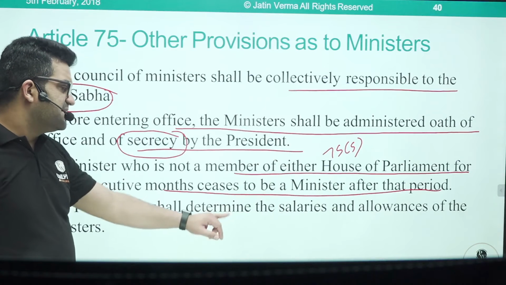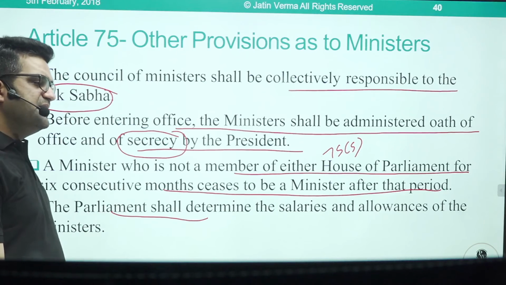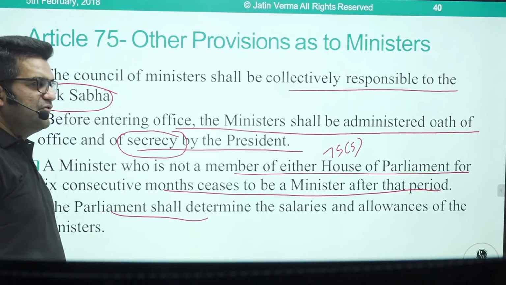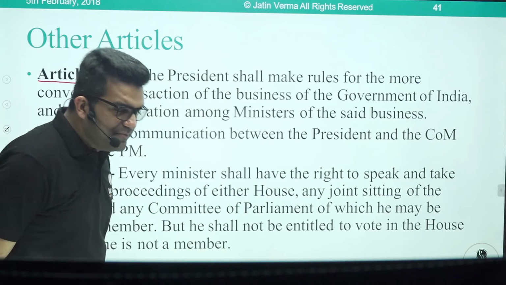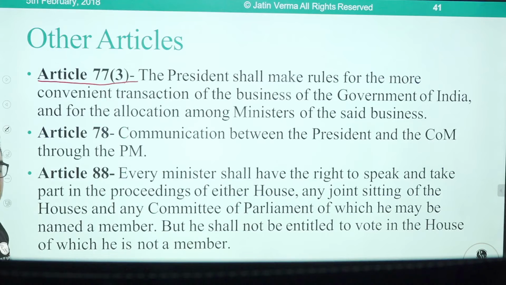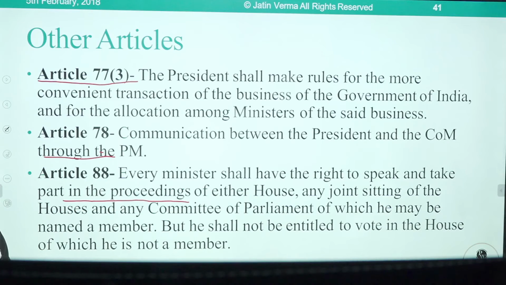The parliament shall determine the salaries and allowances of the ministers. The salaries of MPs and ministers are determined by the parliament for the union level. Other articles: Article 77 clause 3, the rules for the business of the government of India, the allocation of business amongst ministries is decided under Article 77. Article 78, communication between the president and the council of ministers through the prime minister. Article 88, every minister shall have a right to speak and take part in the proceedings of either Lok Sabha or Rajya Sabha or joint sitting.